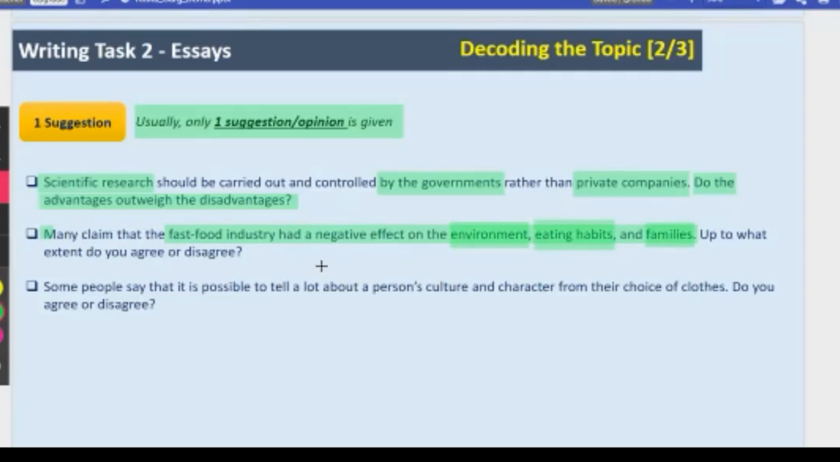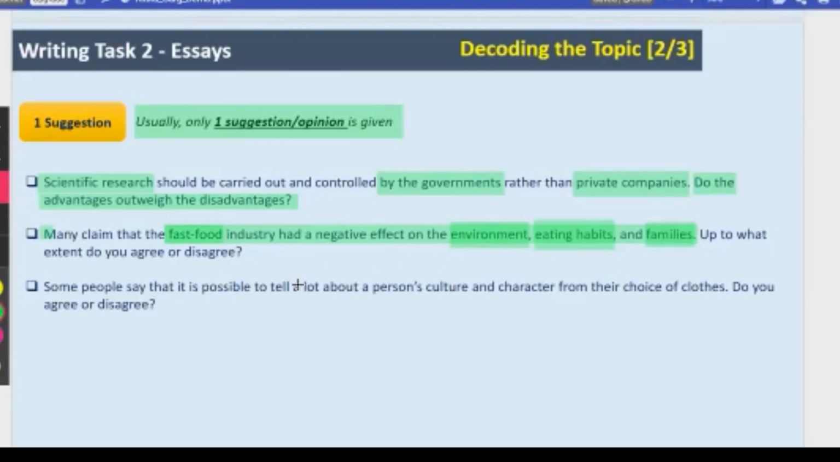If you disagree, then you can counter this question by saying no, fast food does not have a negative impact, but it has a positive impact on the environment, eating habits and families. So in that case, you have to come up with strong opinions in favor of fast food. Fine, but this is a single suggestion, opinion based question. Now let us move to the next question.